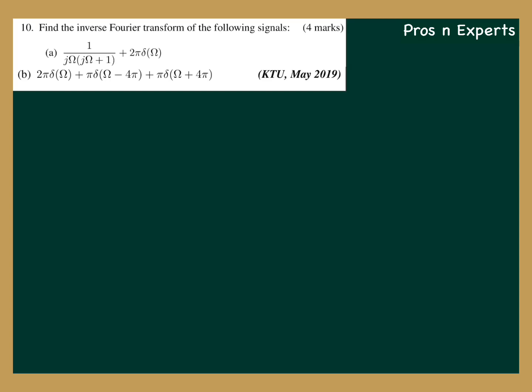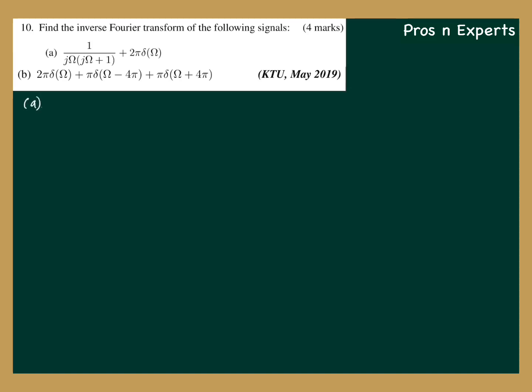Alright, the next question is: find the inverse Fourier transform of the following signals. The first question is 1 by j omega into (j omega plus 1) plus 2 pi delta of omega. These are very simple questions.